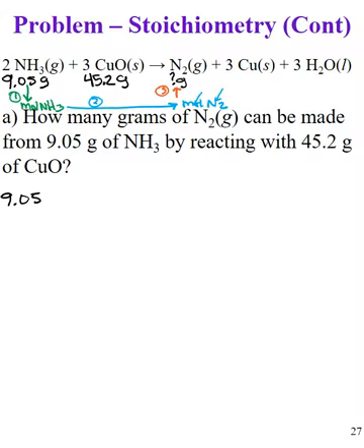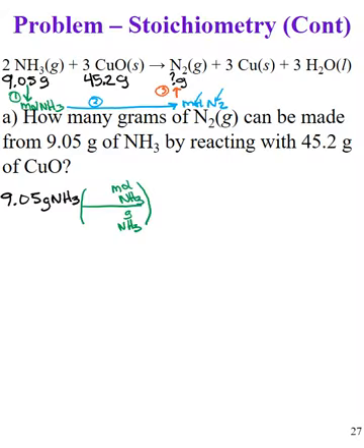So we started with what we know, 9.05 grams of NH3, and I need to convert this first into moles of NH3. What unit will go on bottom? Grams of NH3, because if one's on top, the other one has to go on bottom in order for them to cancel. And the unit on top will be moles of NH3.